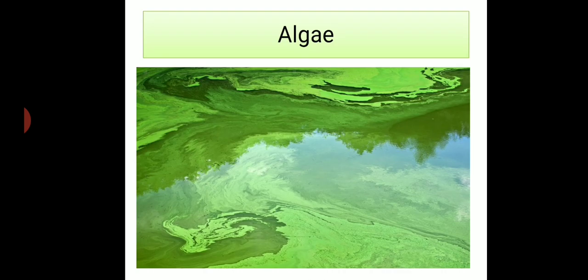Have you seen green layer on the stagnant water? They are generally formed by the growth of algae. But you will be wondering, are they performing photosynthesis? Yes, they also perform photosynthesis because they contain chlorophyll.